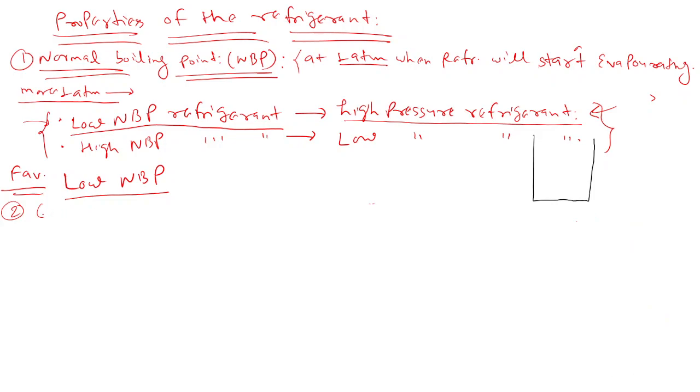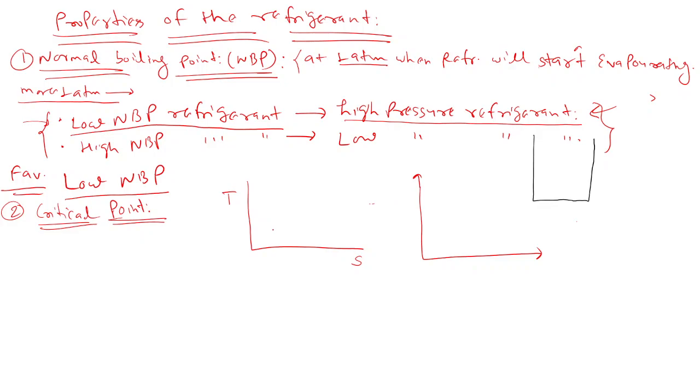Now coming to the critical point. Is a refrigerant having a high critical point good for us, or a low critical point? What is the critical point? The point beyond which there is only vapor, we can't get liquid. It is a point after which liquid is directly converted to vapor.